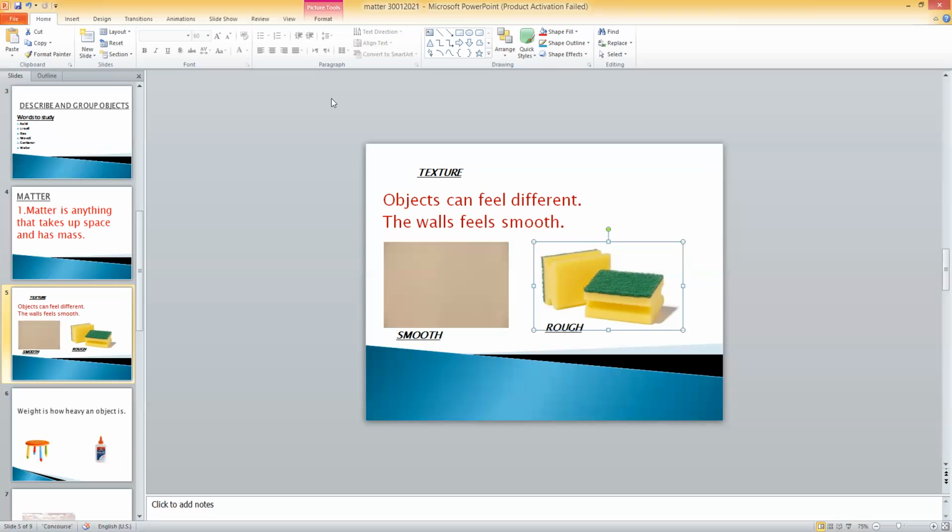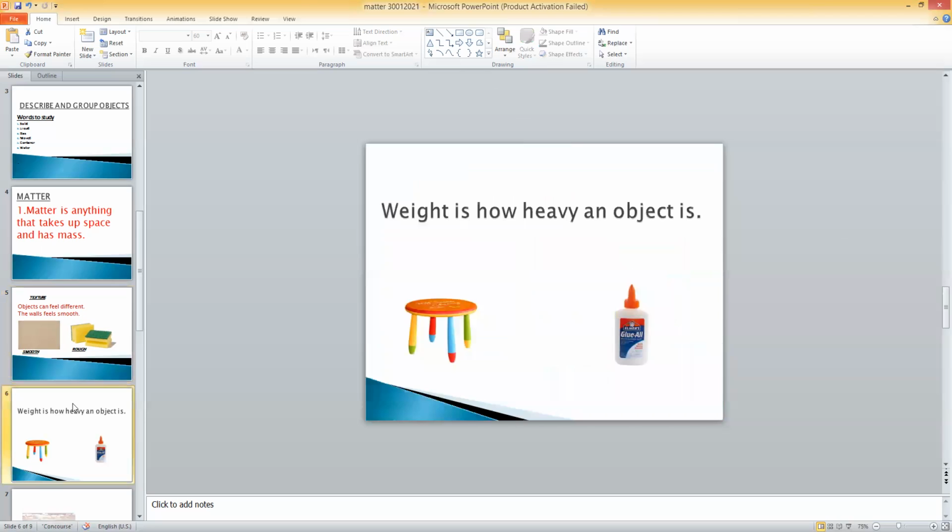So objects can feel different. Then the walls feel smooth. Is that fine? All right. Look at this one. We are describing objects by their weight.